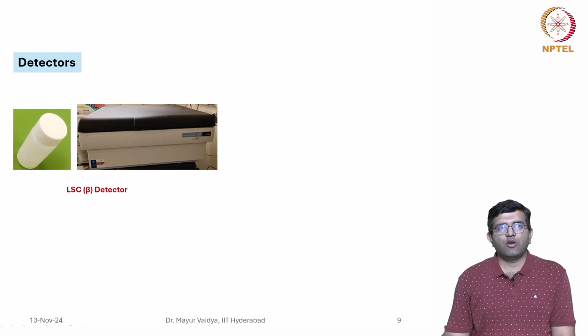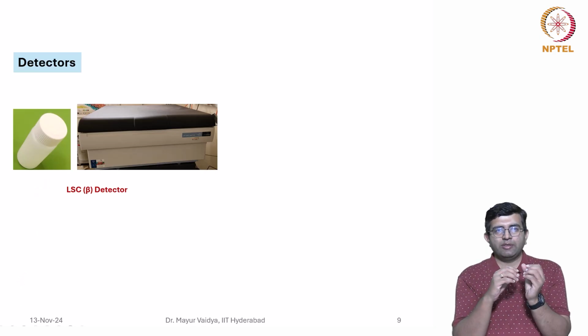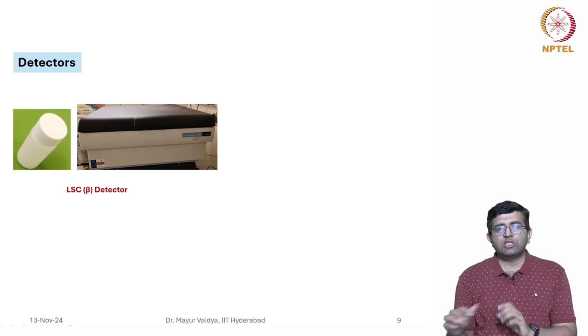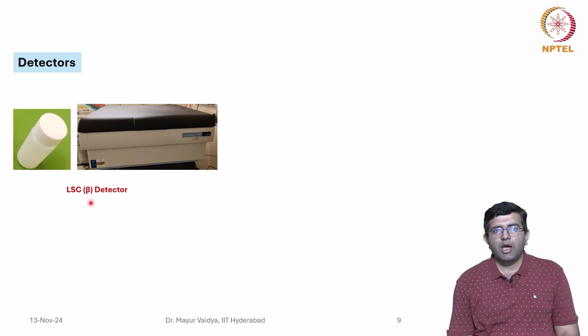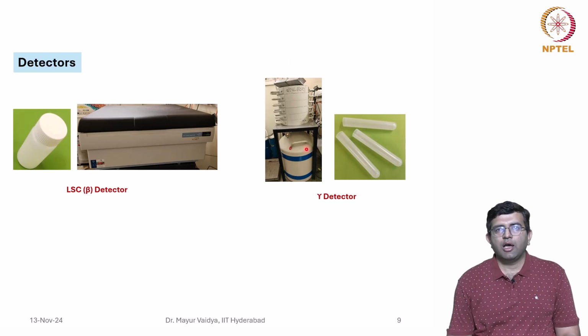So then you take this foil and you put it in the detectors. There are two types of detectors. There is something called an LSC detector, which is a liquid scintillation counter, which is for the beta isotopes. And if the isotope is a gamma isotope, then what you use is a germanium detector. So this is one example of a germanium detector.